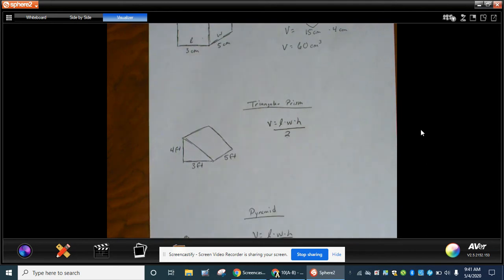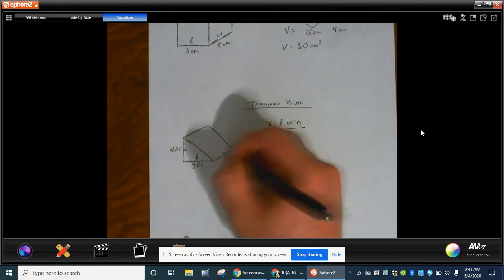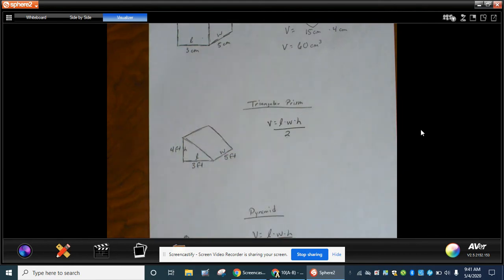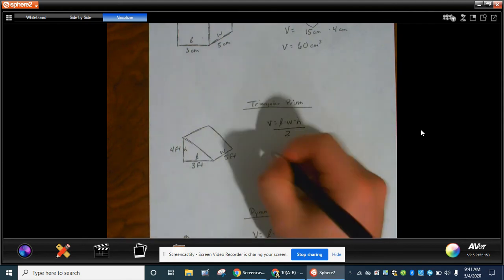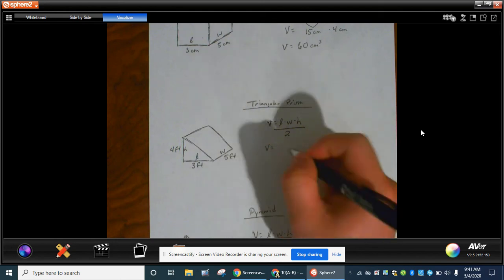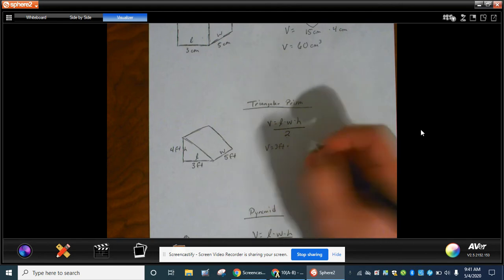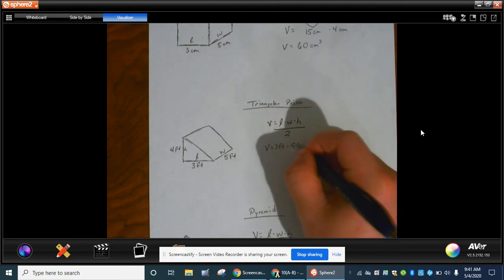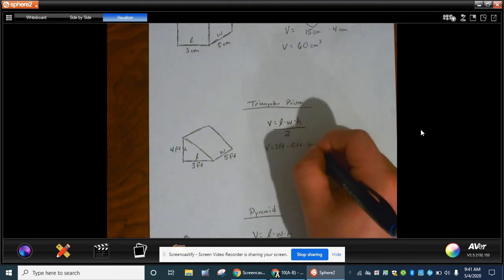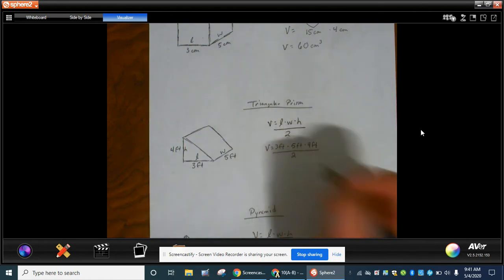All right, so let's go ahead and identify which dimensions are which. 4 is our height, 3 is our length, and 5 is our width. A little different order, but that's okay. So we're going to replace these letters with the numbers. So we got the length, which is 3 feet, multiplied by the width, which is 5 feet, multiplied by the height, which is 4 feet. We're going to take all of that and divide it by 2.